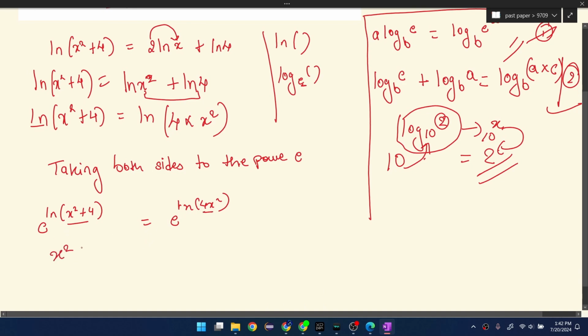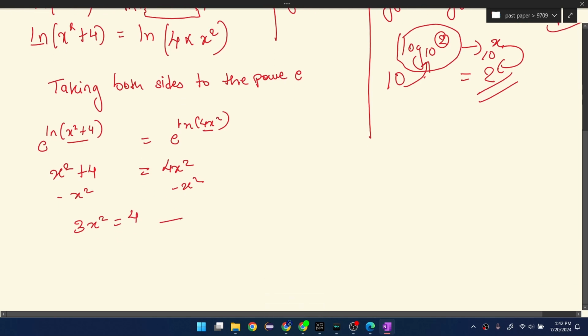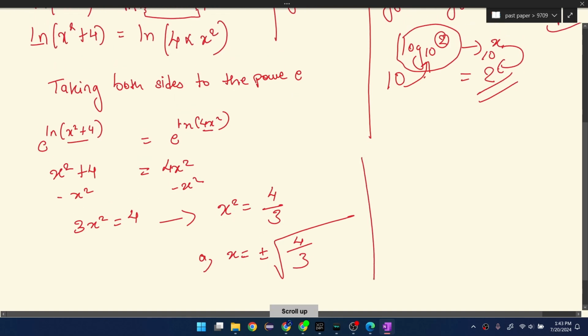So it's gonna be x squared plus 4 is equal to 4x squared. And then subtracting x squared from both sides, we have 3x squared is equal to 4. And then we have x squared is equal to 4 over 3. We can write this as x is equal to plus or minus root under 4 over 3. So what we have here is two values of x. x can either be 2 over root 3, or x can be minus 2 over root 3, right?